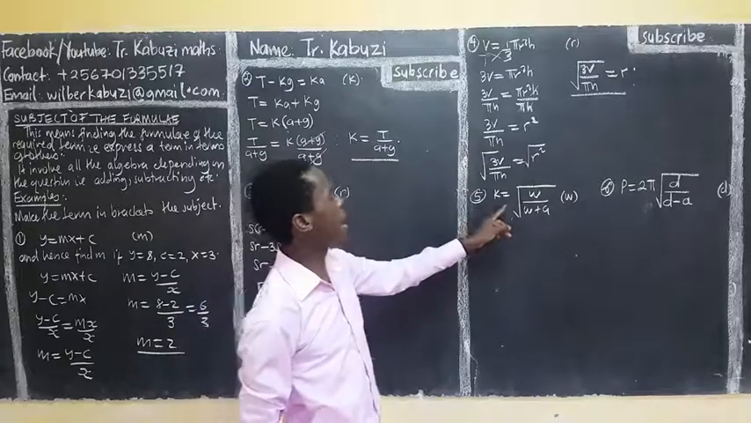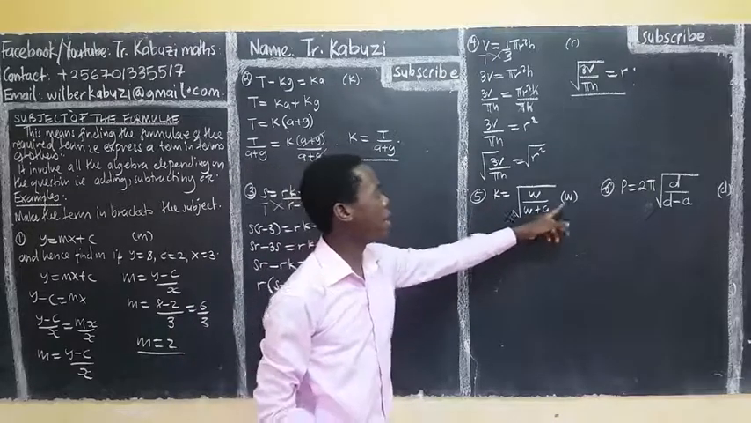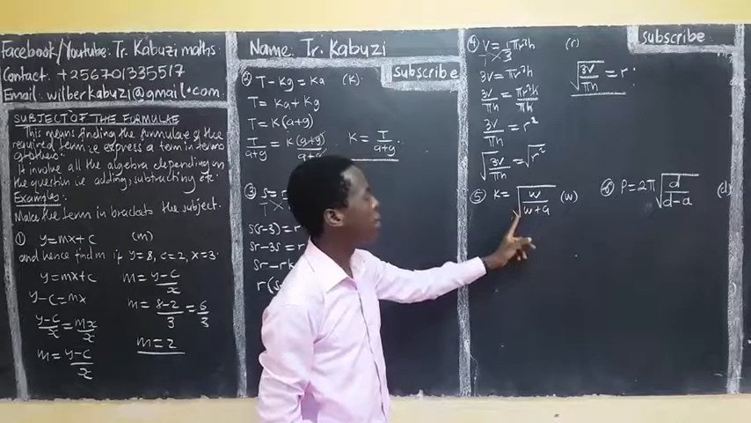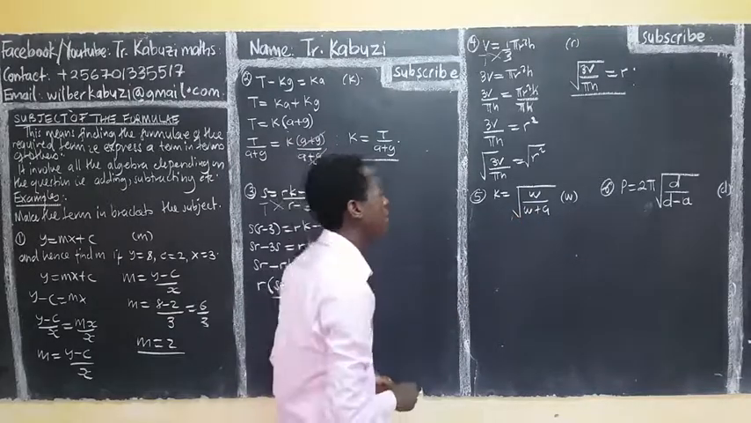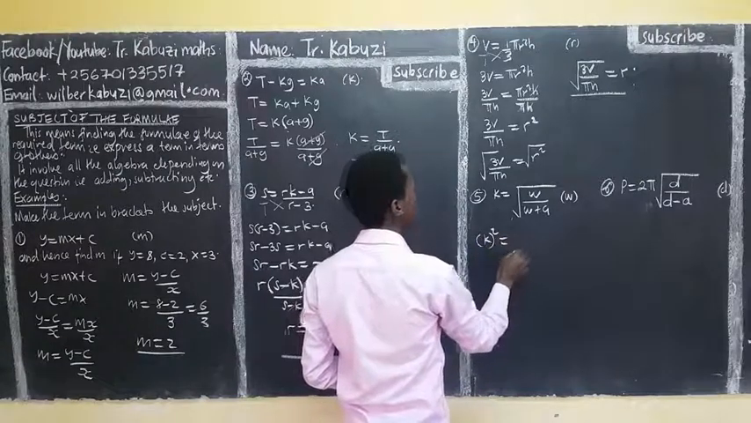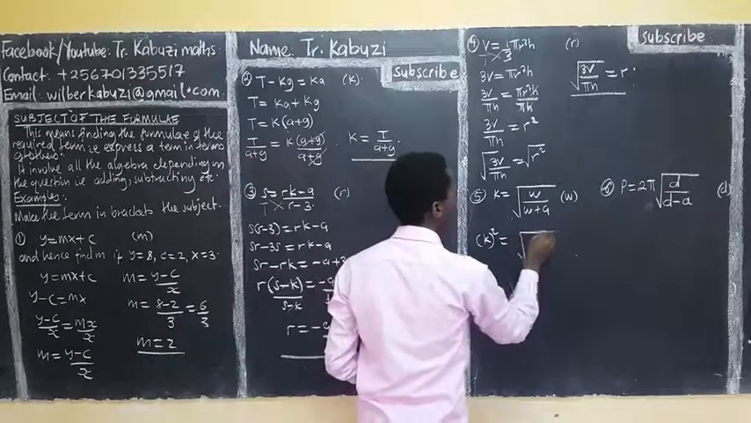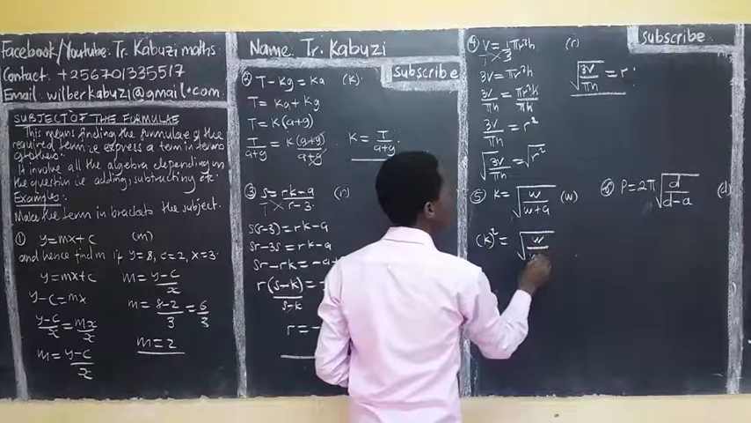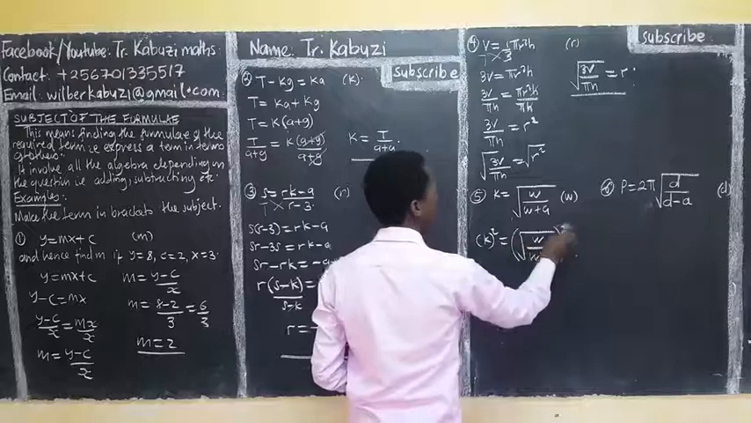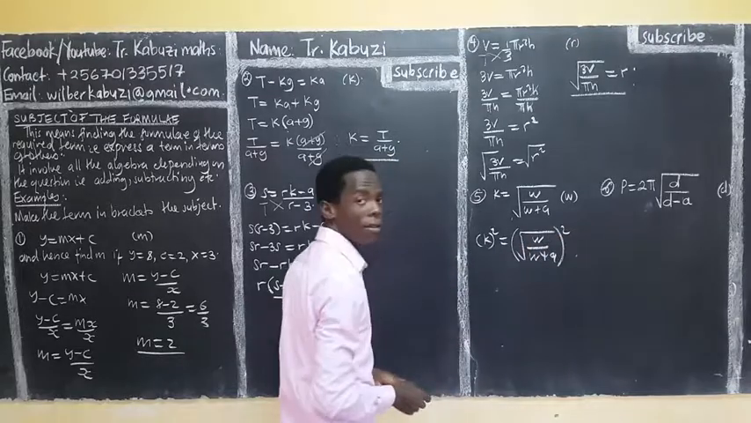When I come to this now, we want to make w the subject. My w is under the square root. So you first remove the square root by squaring both sides. So what you do, you square both sides like this. If it's a cube root, you cube both sides. So now I square both sides. I square so that I can remove the square root.